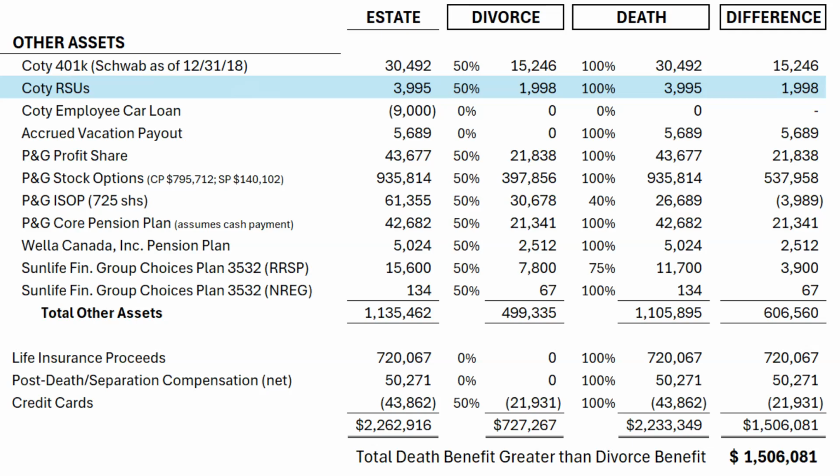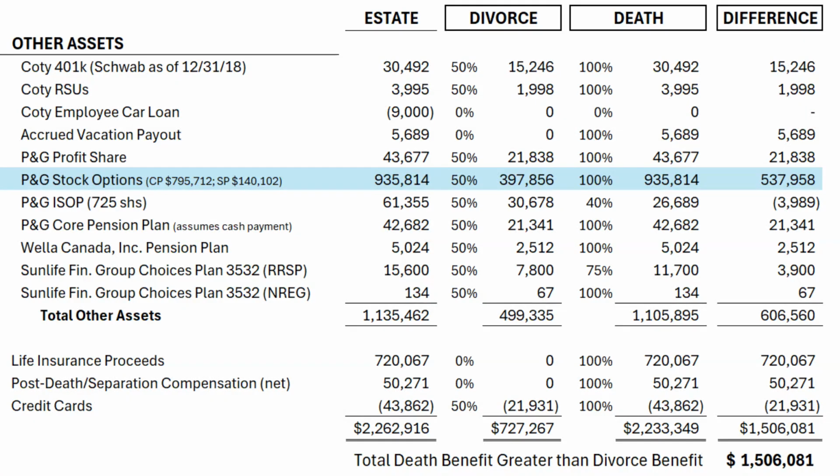All right. And when we talk about, you mentioned approximately $4,000, the Cody RSUs, that's what we see on line 12, correct? That's correct. So you made the assumption that it would all be community property invested at the time of death. That's correct. And in terms of the P&G stock options, that's what we see on line 16, correct? That's correct. That came to approximately $935,814. Yes, that's right.